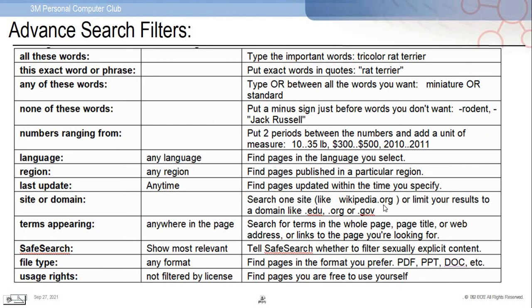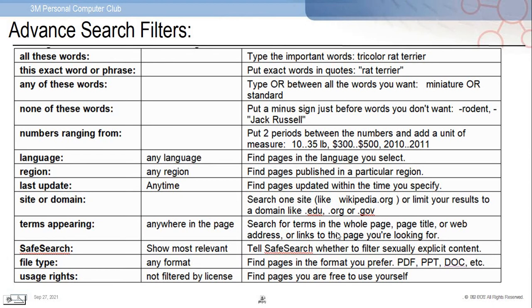Site or domain, so you can limit it to a particular site. If a particular site, let's say Carondelet, doesn't have a search capability built into it, I can use the Google search and tell it to search all of the pages in the Carondelet site and look for certain things, and only those pages within the Carondelet site will show up.